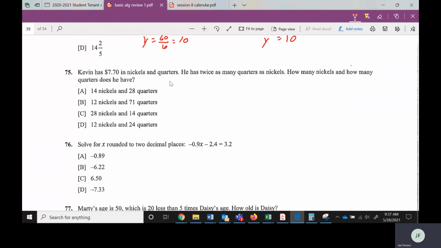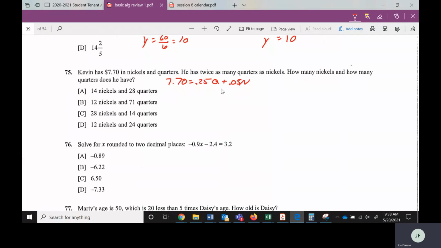Okay, I'm going to show you how you can do it a little faster if you understand how this is set up. So we have $7.70. The way we get that is we take 25 cents times the number of quarters, which we don't know, and we're going to add 0.05 times the number of nickels, because nickels are 5 cents, quarters are 25 cents. So if we had 4 quarters, we'd multiply it by 25 cents. It gives us $1. If we had 10 nickels times 5 cents, that would be 50 cents.